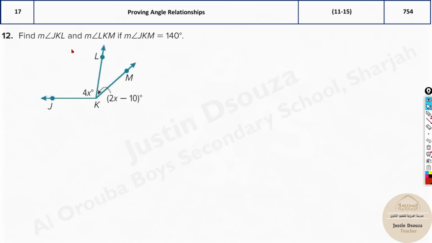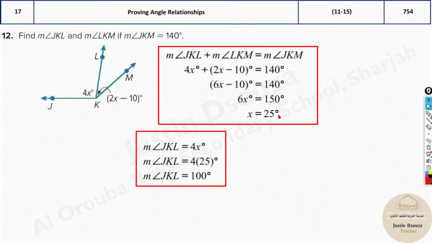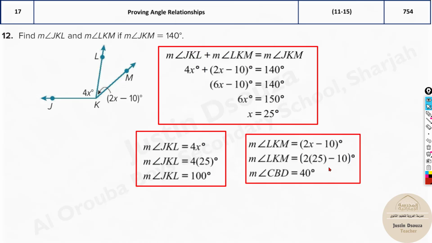Similarly, over here they have told us to find, just like the previous one, JKL and LKM, but the total, JKM, is given. So add them up just like what we did a while ago. Find the x value, substitute it, and solve for the required angles.